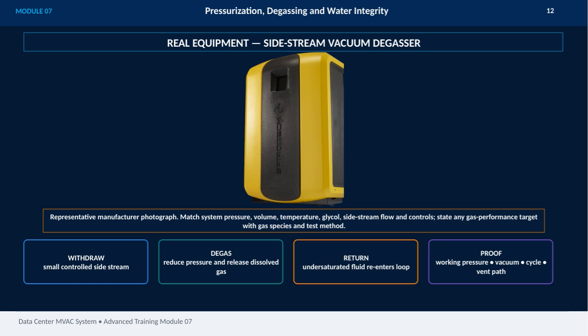It's important to verify that the equipment is functioning properly by checking working pressure, vacuum levels, cycle operation, and vent paths. The image here represents a typical manufacturer's degasser, and when setting up, we need to match the system pressure, fluid volume, temperature, glycol concentration, side stream flow, and control settings. Additionally, specifying gas performance targets with the relevant gas species and test methods ensures optimal operation.